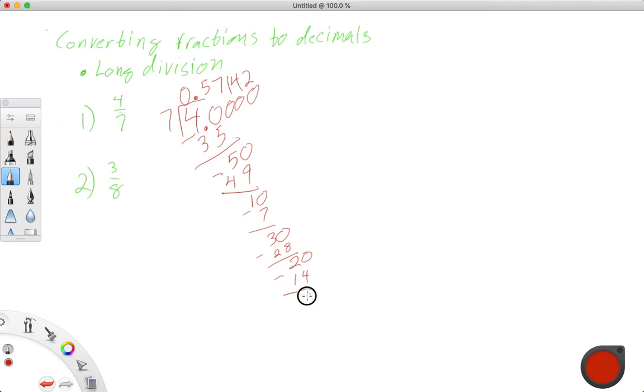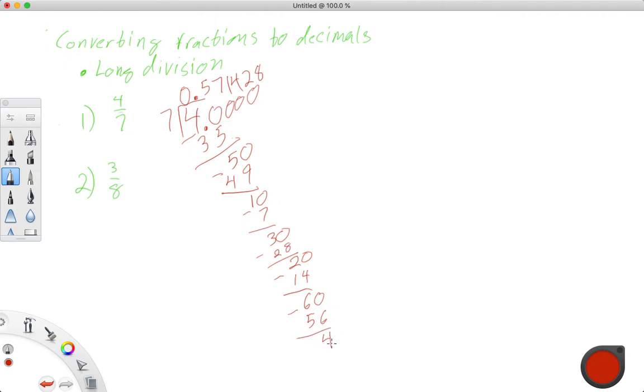20 minus 14 is a 6. Bring down a 0 again. And 7 goes into 60 8 times. 8 times 7 is 56. 60 minus 56 gives me a 4.